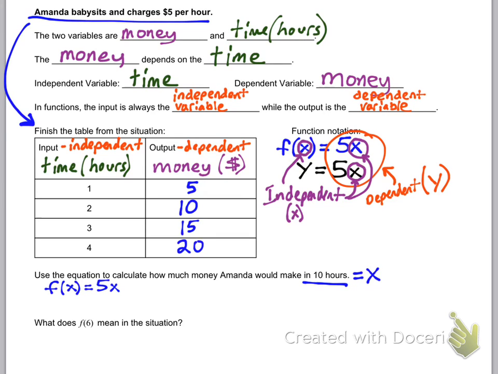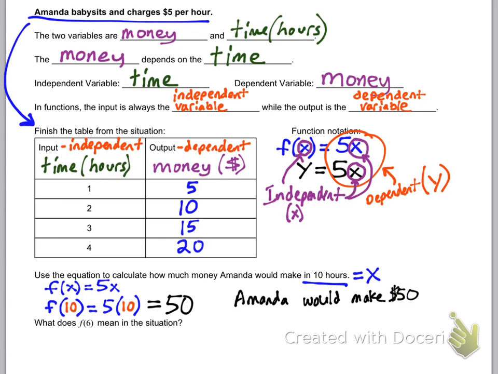So I'm going to rewrite my function first of all, f of x equals 5x. And then I'm going to write down f of 10, because 10 is the input, and that equals 5 times whatever I just plugged in. So everywhere you see an x, I should replace it with my input, because I just replaced it right here. So 5 times 10. And when you calculate that, 5 times 10 is 50. So that's how much money Amanda makes in 10 hours. Amanda would make $50.